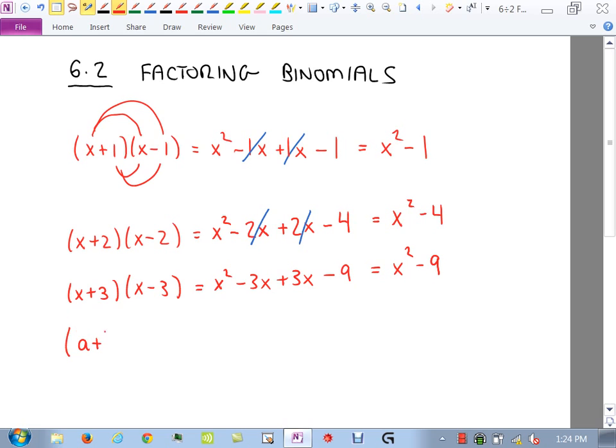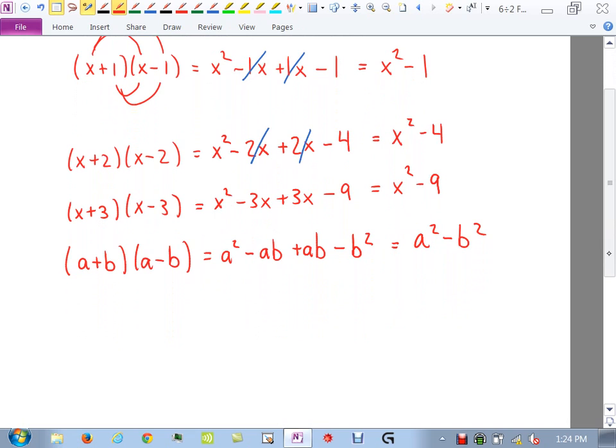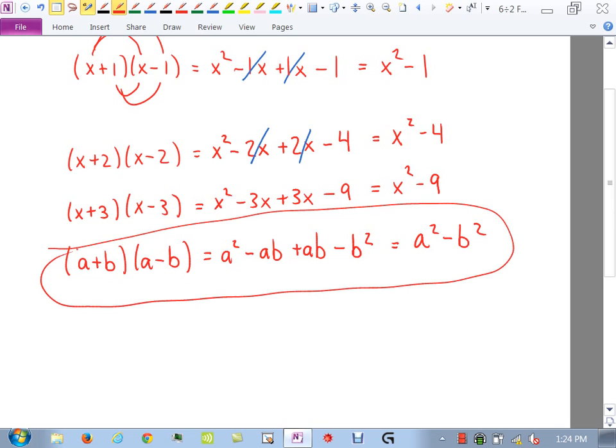Okay, so what about this? What's a plus b times a minus b? Well, you could do all the working out of it. You get a squared minus ab plus ab minus b squared. That would turn out, because the middle terms would cancel, to be a squared minus b squared. Y'all see the pattern? This final one down here is where we get a formula from. It's called the difference of squares formula.